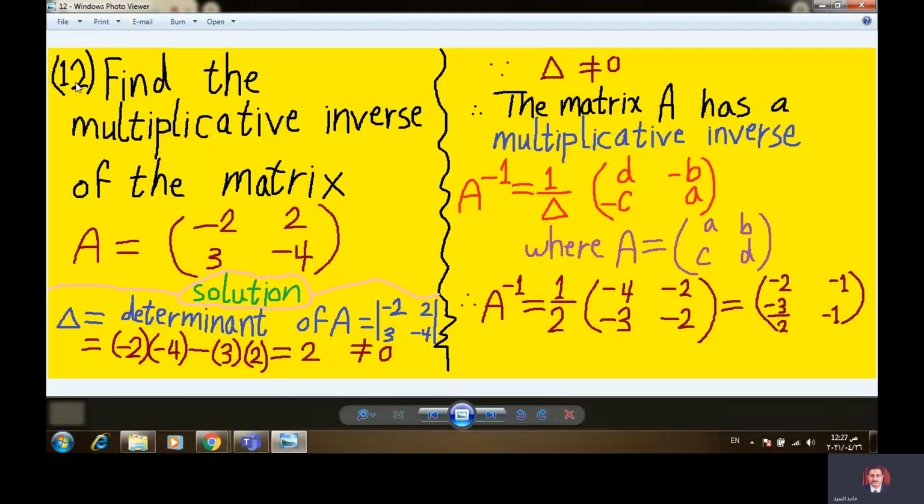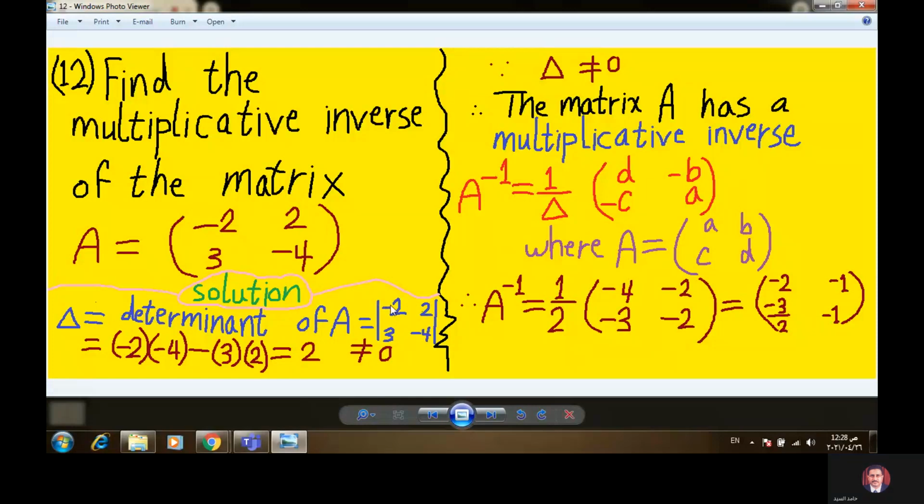Now, number 12. Find the multiplicative inverse of the matrix A equals this matrix of elements negative 2, 2, 3, and negative 4. Delta equal determinant of A equal determinant of elements negative 2, 2, 3, and negative 4.